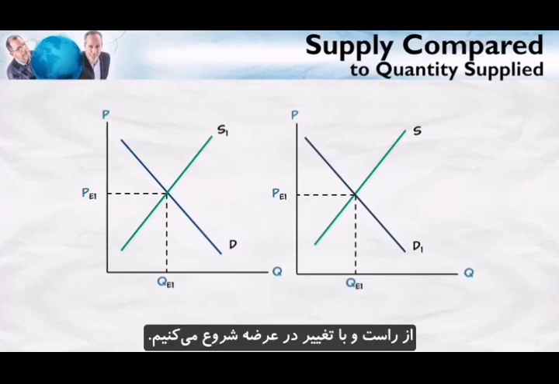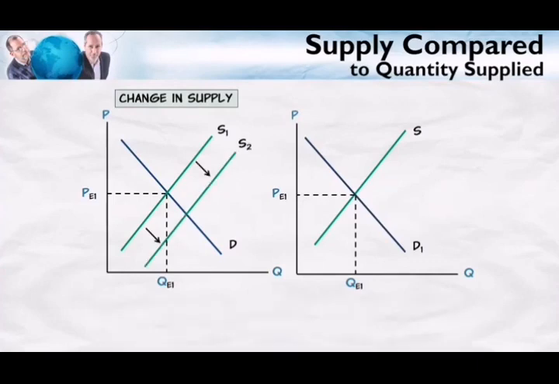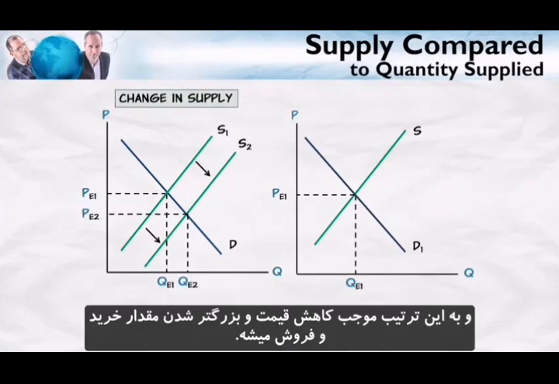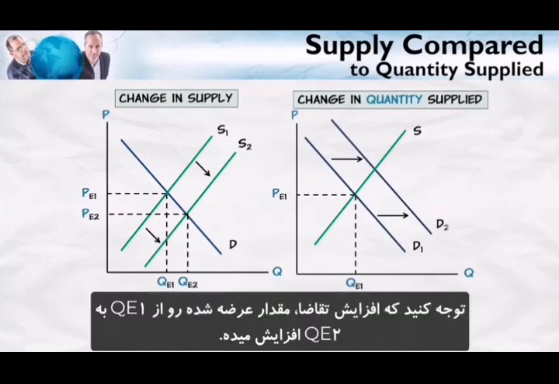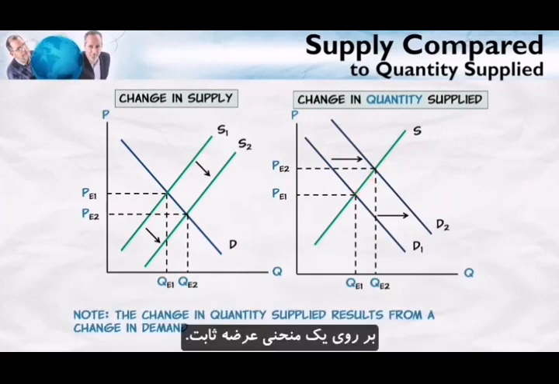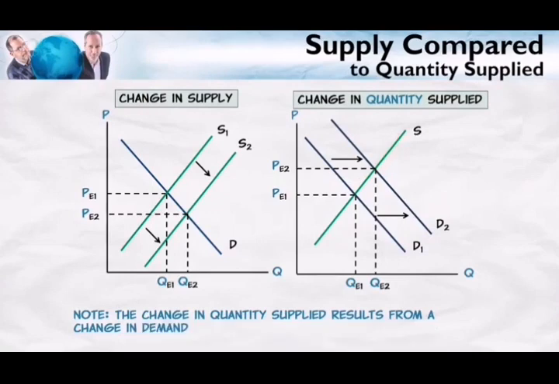On the left, we begin with a change in supply. In this case, an increase in supply that shifts the entire supply curve down and to the right, thereby generating a lower price and greater quantity bought and sold. Now on the right, suppose that the demand increases. Notice that the increase in demand increases the quantity supplied from QE1 to QE2 along a fixed supply curve. The supply hasn't changed. The supply curve hasn't moved. So the supply is the same, but the quantity supplied has increased.